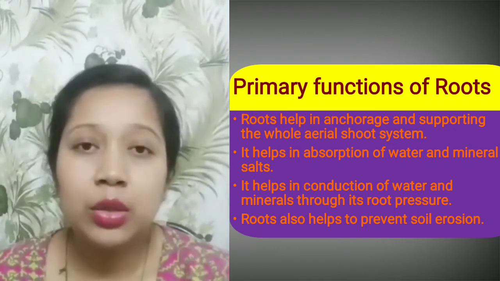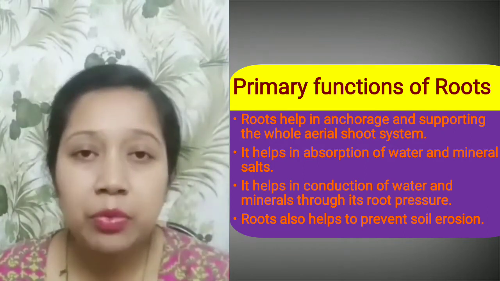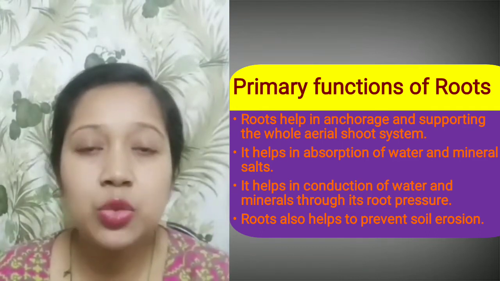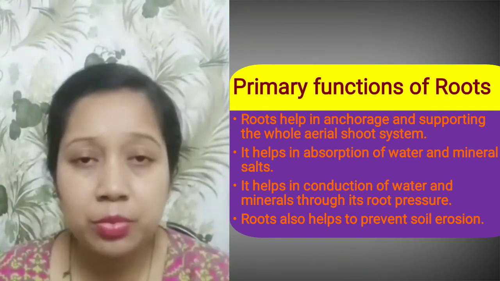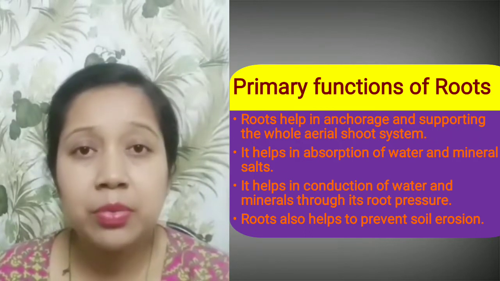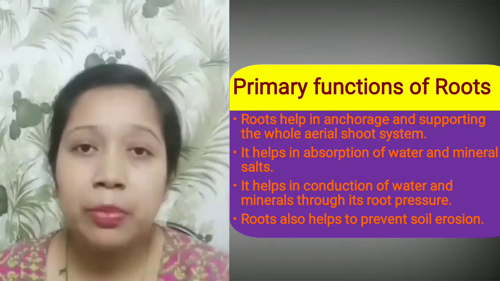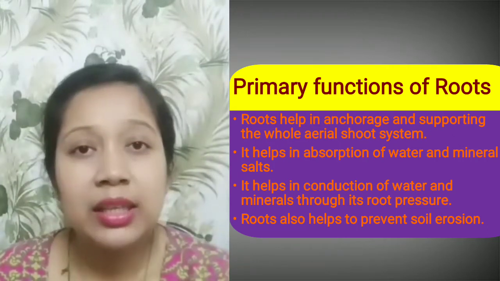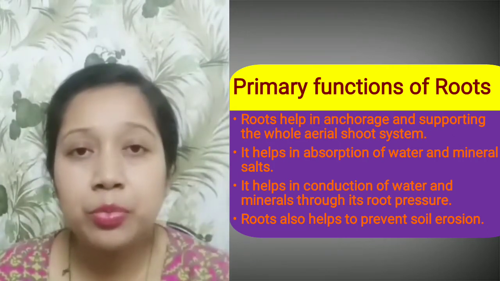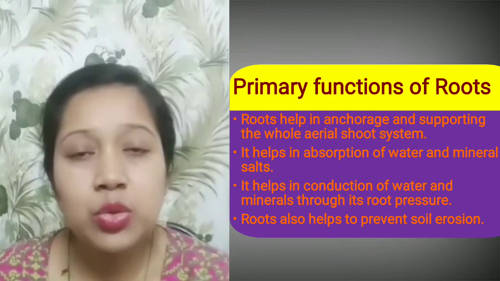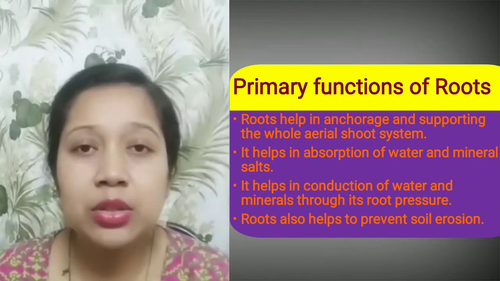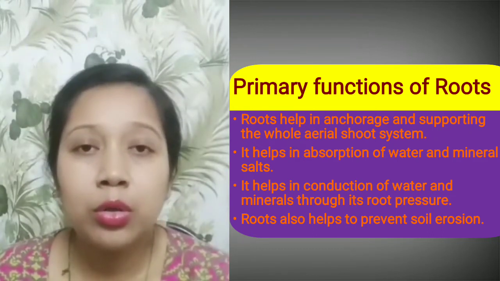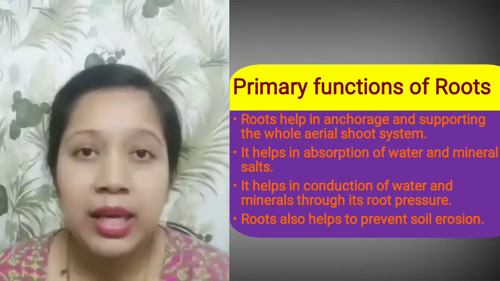As we know, water goes from the downward part of the plant body to the upper part. Now, to send these water molecules from the lower part of the plant body, right from the root to the upper part, that means to the leaves, the root develops a root pressure, and this root pressure helps the water molecules to move upward.